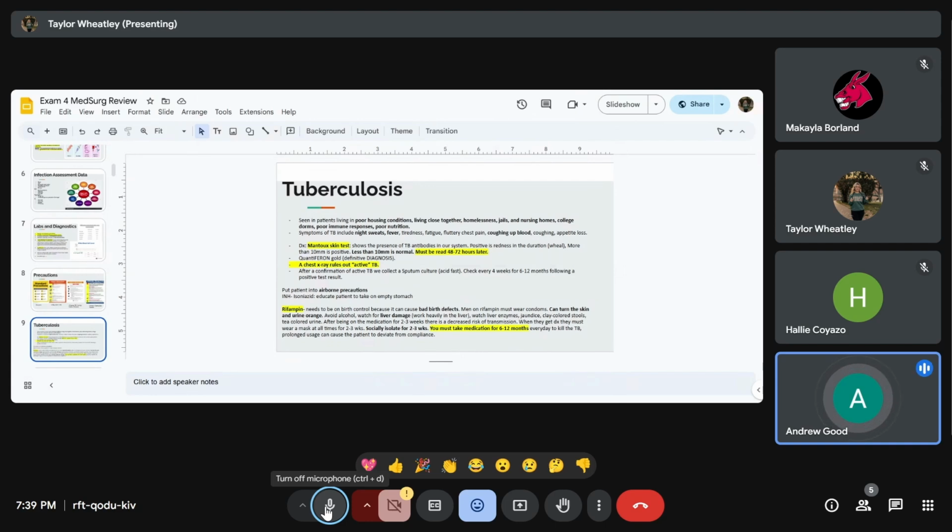And then that prolonged usage, that prolonged time of taking medications, every single day for 6 to 12 months, can become tedious. They can deviate because it's so long, it takes up so much of their life. So this can hurt compliance and cause worsening outcomes.